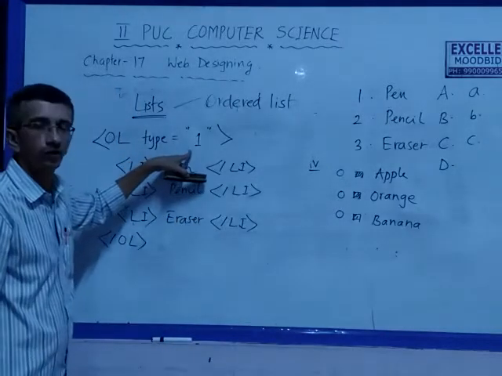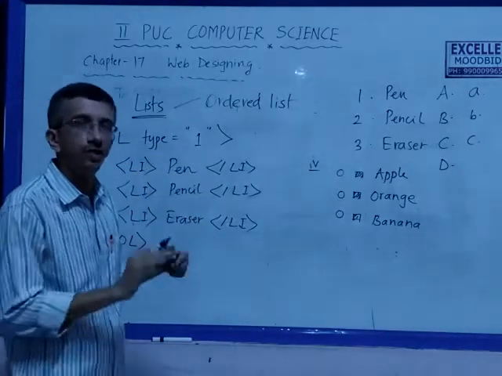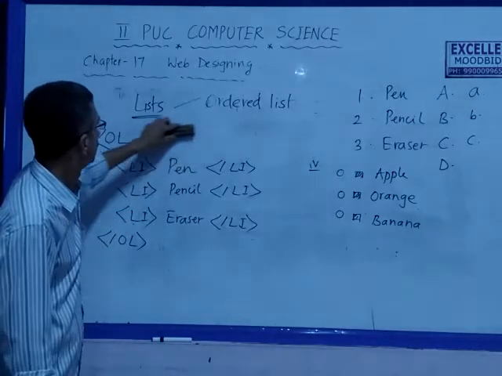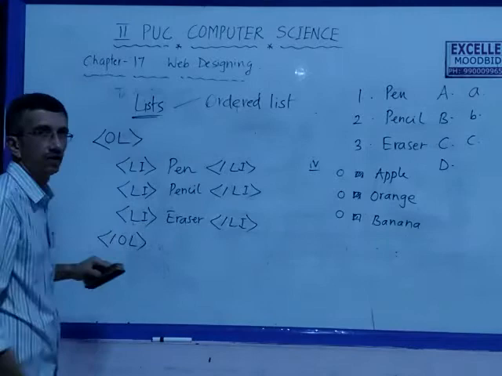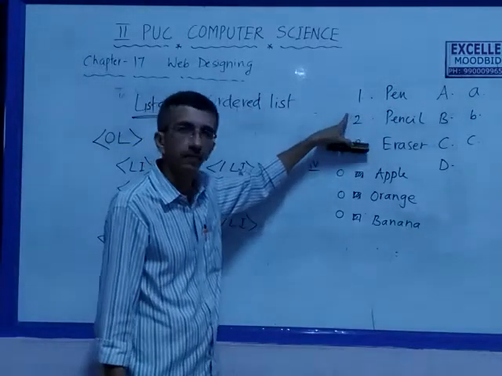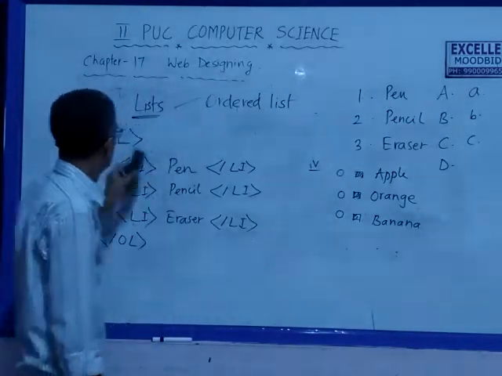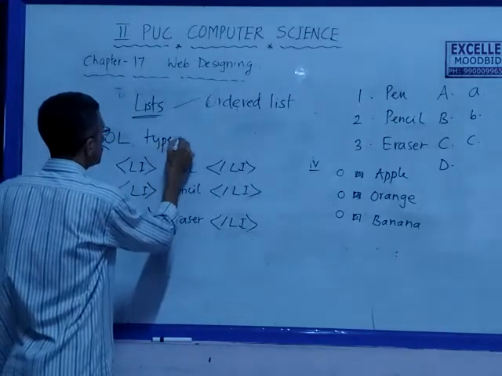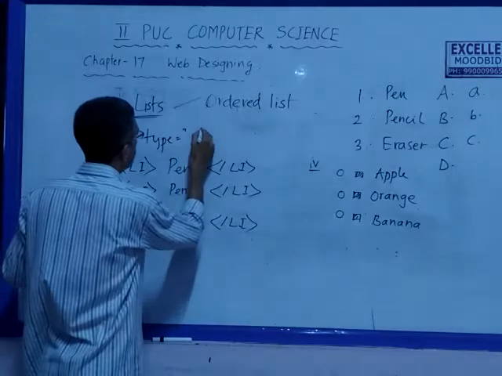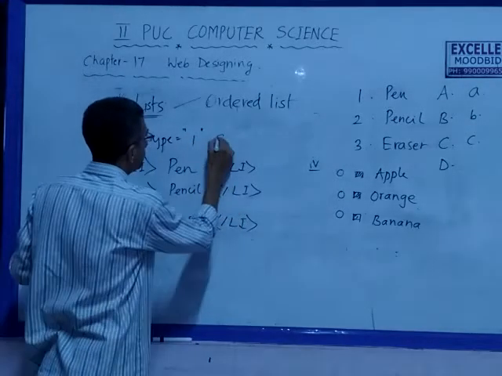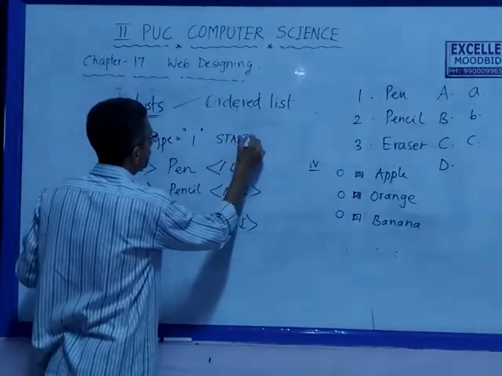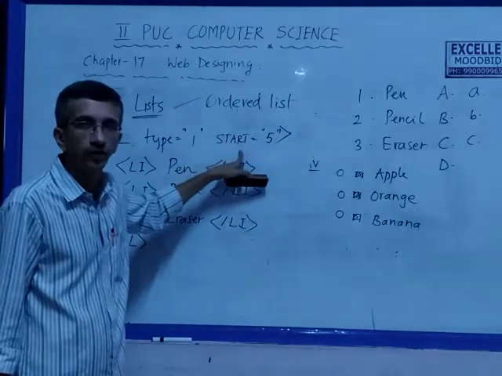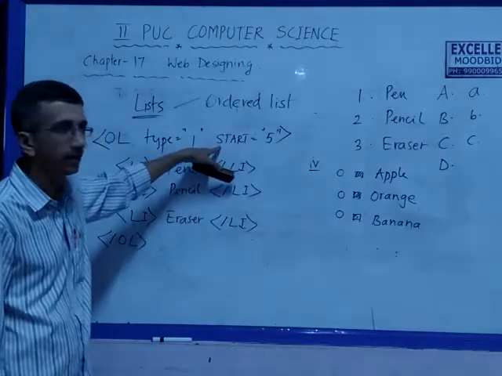So the type equal to 1 is the default type, so you need not specify it altogether. If you don't write anything, just OL, ordered list, it will by default take the number list 1, 2, 3. Now there is a variety. For example, type is equal to 1. You can include start. Start is equal to 5. So an optional starting value for the type can be given using the start attribute.